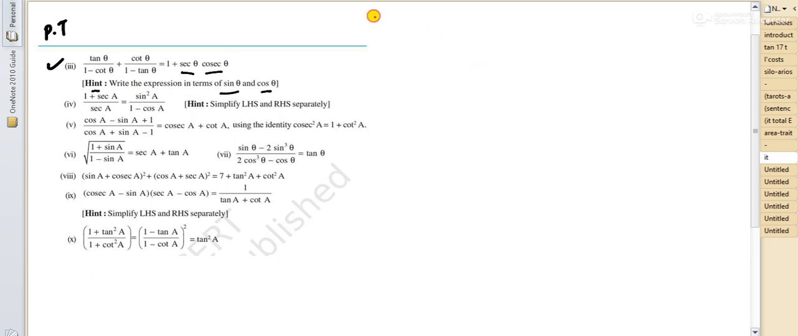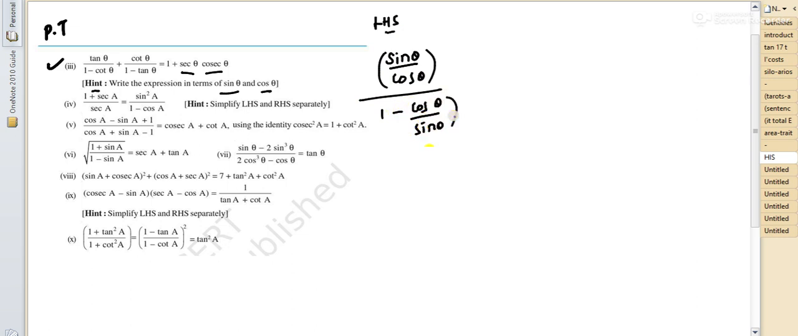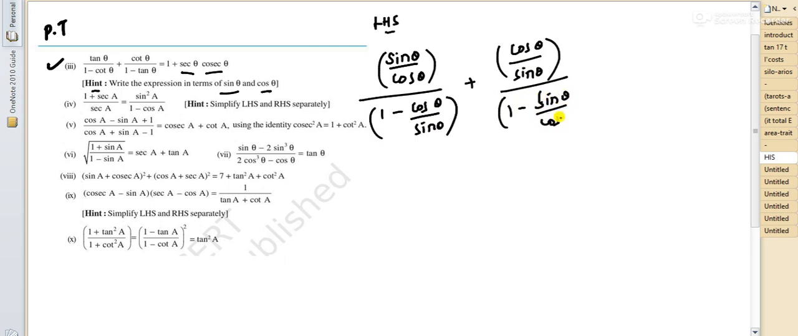Yes, let us start. So I will be taking LHS first. Tan theta, can I write that as sine theta by cos theta? Yes, this is in the numerator. In the denominator we have 1 minus cot theta, so this will be cos theta by sine theta. I hope you know this. Then plus you have cot theta, so that will be written as cos theta by sine theta divided by 1 minus tan theta, which is what? Yes, it is sine theta by cos theta. So this is the first step.